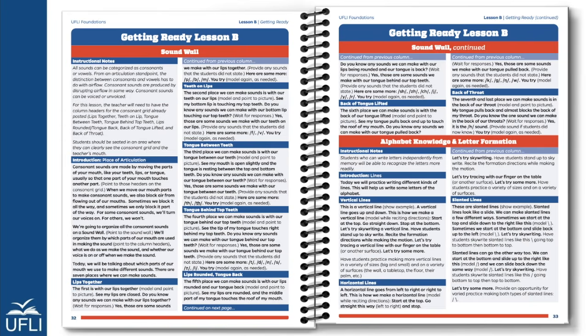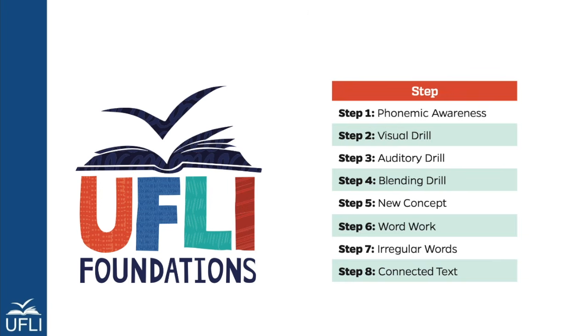Here's a glimpse of one of our Getting Ready lessons. These lessons include how to implement the sound wall and how to introduce the alphabet and letter formation. The lessons include recommended teacher language. After the 10 Getting Ready lessons, you'll find our core lessons. These are 138 lessons to cover the 128 concepts in the scope and sequence. Each lesson has these 8 steps included.